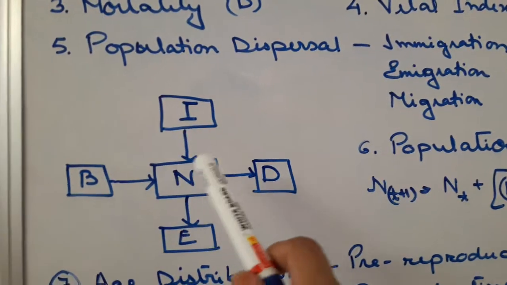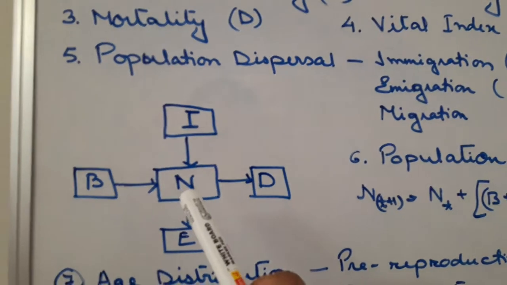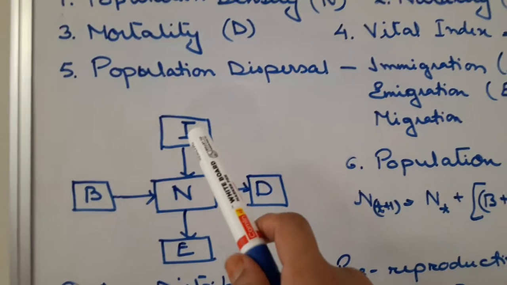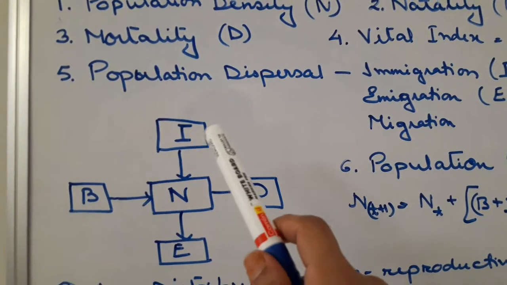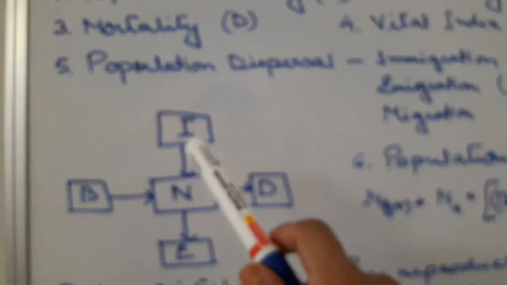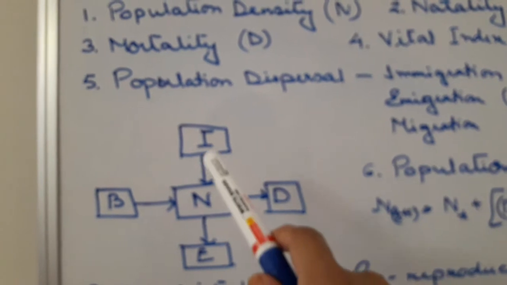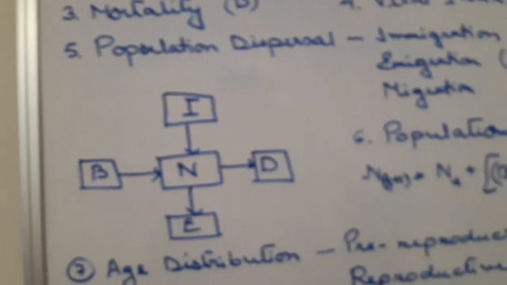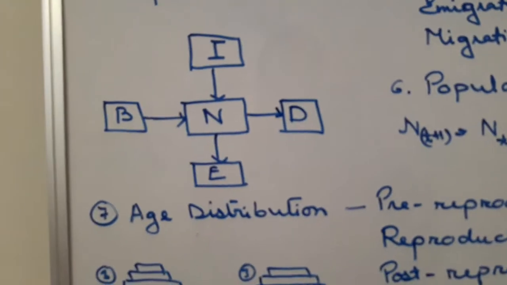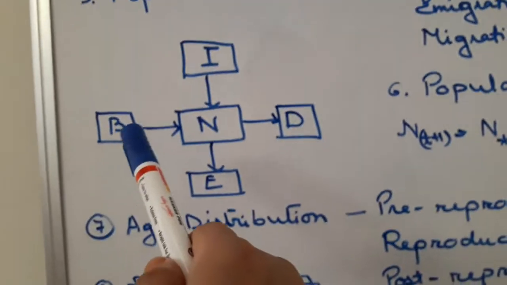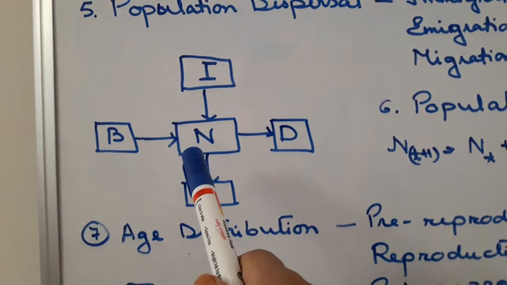Here, N is the total number of individuals in a population. I is the immigration. Immigration means the number of individuals that are coming into the population. This immigration is adding to the number of the population, so the arrow is facing towards N. Now, B means the birth rate. Here the organisms are taking birth and it is adding to the population.